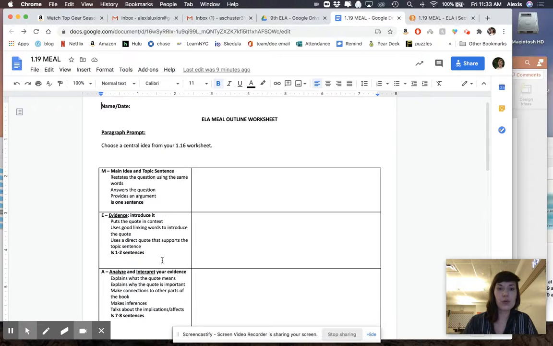As we work through these, we're going to go in depth about what each one means, because on the side here, this is basically like a checklist for you. If you can check off all 3 things, then you're going to get full points for that section. My paragraph prompt says that I'm supposed to choose a central idea from my worksheet from 1.16. I actually have that in my head because I was just looking at it. That central idea is going to become my M, my main idea.